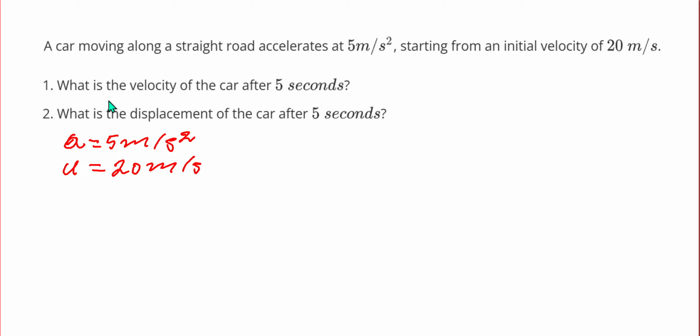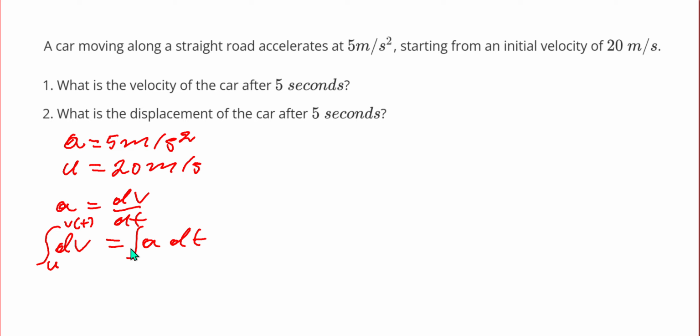So in order to solve the first problem, we know that an equation which says acceleration is the time rate of change of velocity. After rearranging this equation or solving for dv, we can write it as a dt. So integrating both sides, velocity is integrated from initial velocity to final velocity v of t, and the time is from 0 to t.